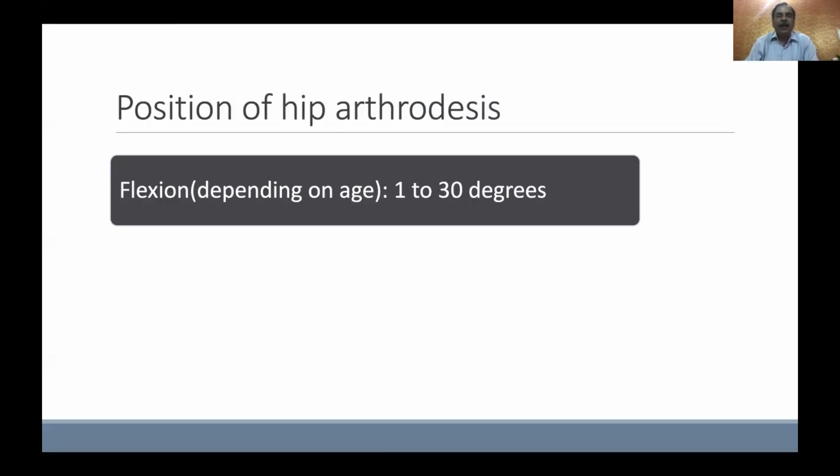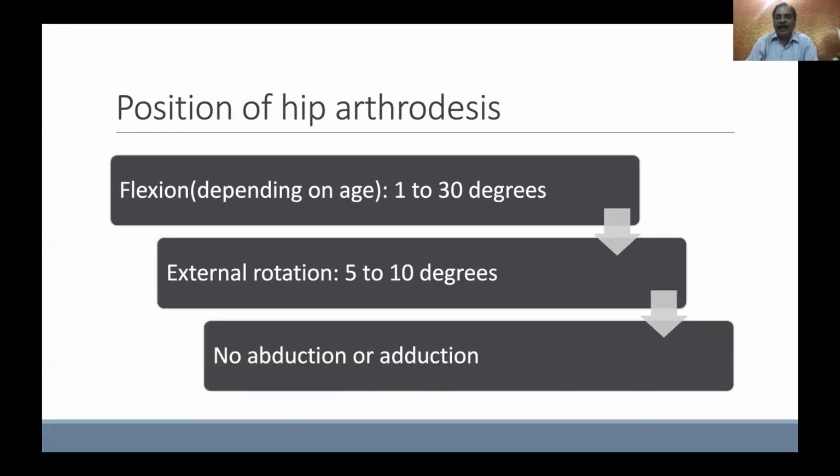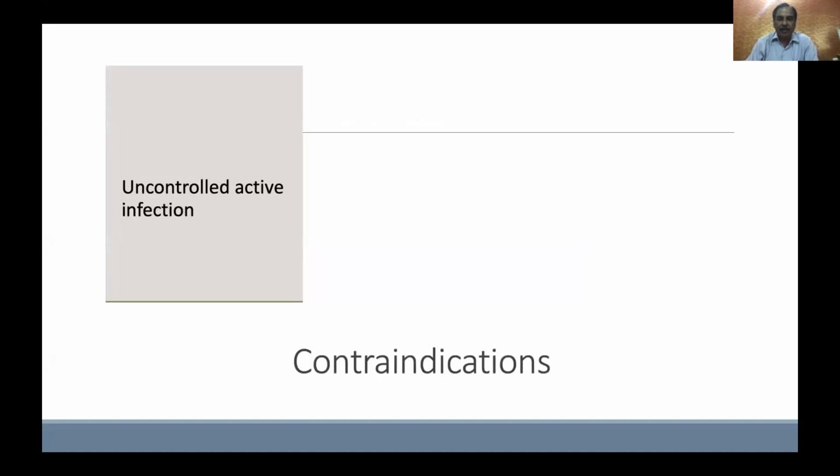It's usually a minimum of 10 degrees, or 1 degree of flexion for every year of age, starting with a minimum of 10 degrees and a maximum of 30 degrees, which means in an 11-year-old child, it will be 11 degrees, and in a 25-year-old adult, it will be 25 degrees. You should give an external rotation of 5 to 10 degrees and no abduction or adduction.